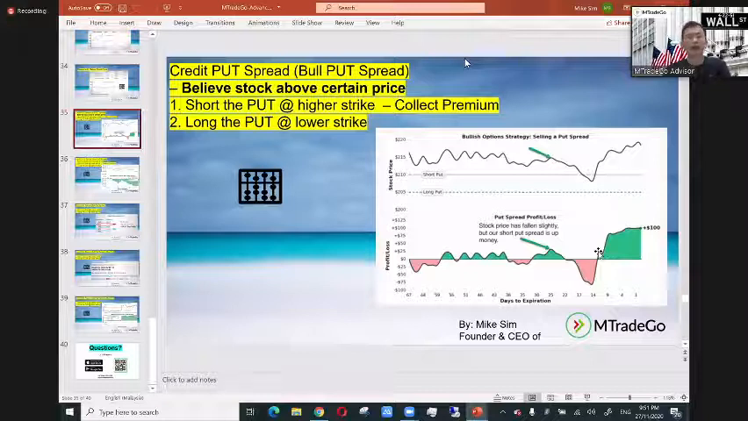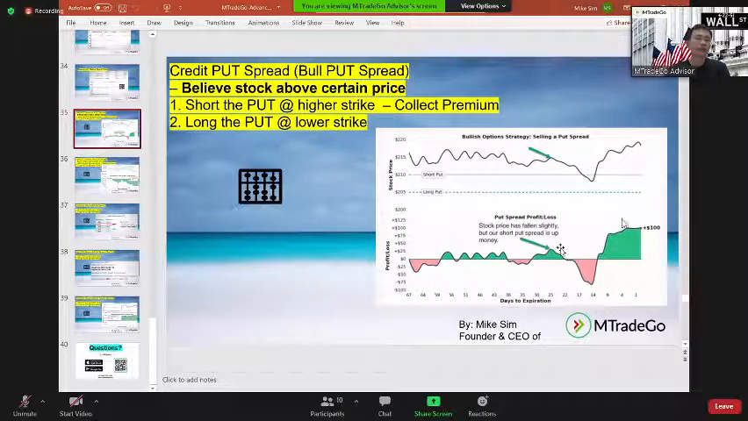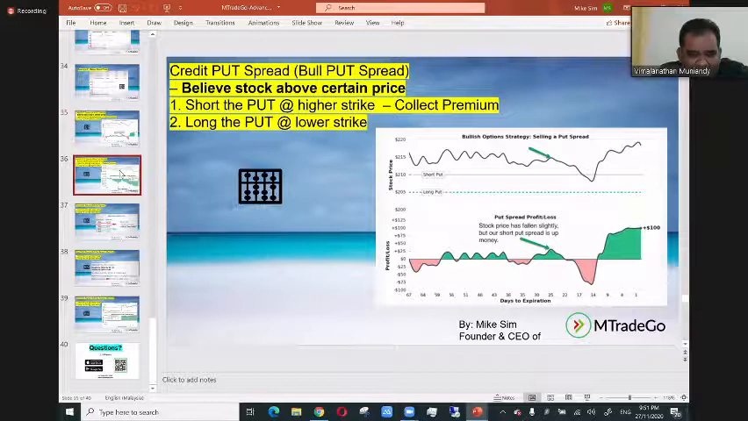Okay, however, your overall premium will be less already, because you need to use the premium to pay partly for the put at the lower strike. Okay, understand? Mike, for this, we don't have to buy 100 units of the mother stock to do this.